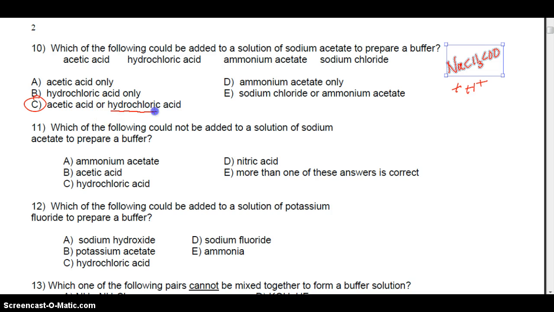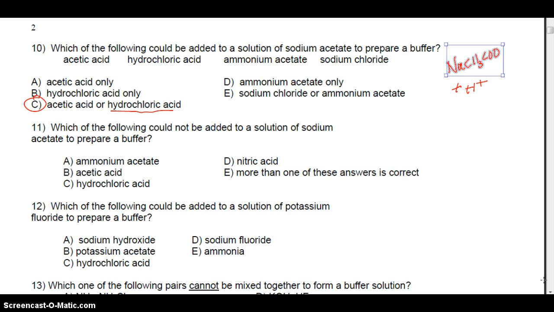And I think this is the really tricky part, because you see that and you're like, strong acid isn't going to make a buffer. It actually will, because it can make the acetic acid. The other two are out, because they just don't make any sense. By adding ammonium acetate, you're just adding more acetate, which doesn't do anything. And then sodium chloride, neither of those guys hydrolyze.